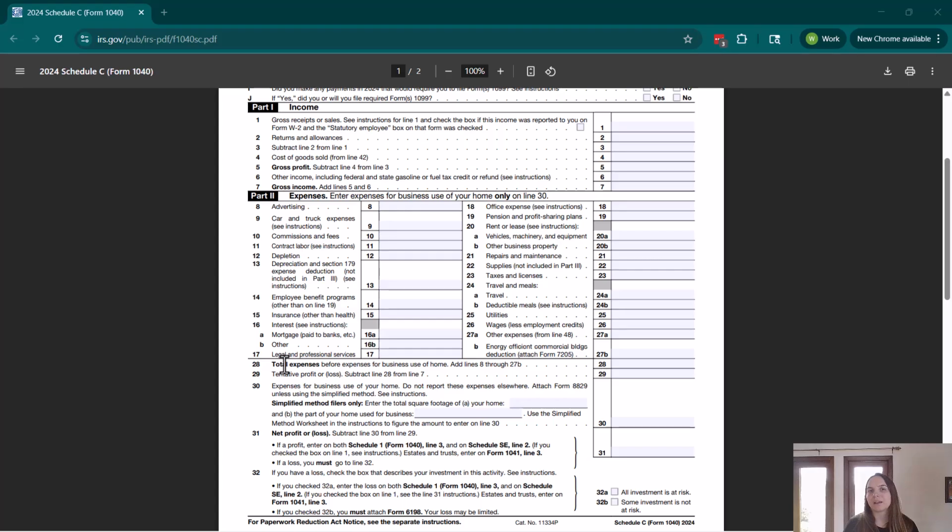I'd split that out and I would put software in the other expense categories I'm going to show you here in a minute. Rent or lease: if you're renting an office or a shop, if you're renting vehicles, machinery, equipment, all that good stuff, that goes under rent or lease. You can break out the rent too.